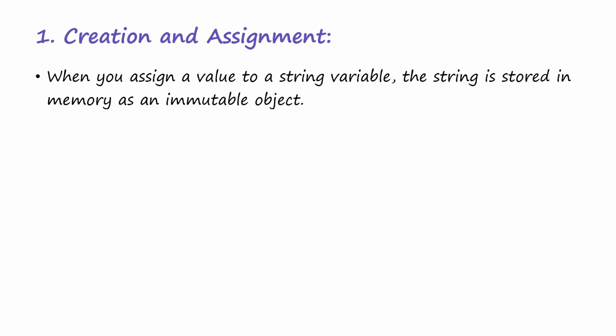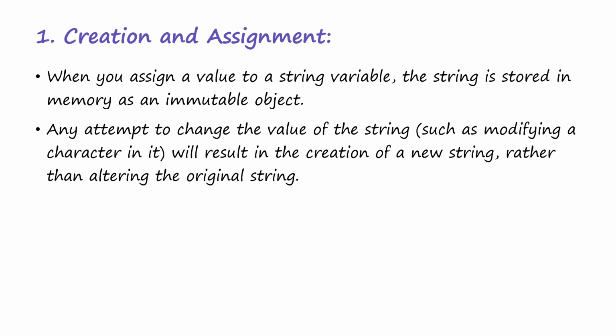Like when we were talking about variables, I told you that variables are basically temporary locations in memory where you store stuff. When you create a string, the string is stored in memory as an immutable object. It means that it cannot be changed. Any attempt to change the value of the string, such as modifying a character in it, will result in the creation of a new string rather than altering the original string.